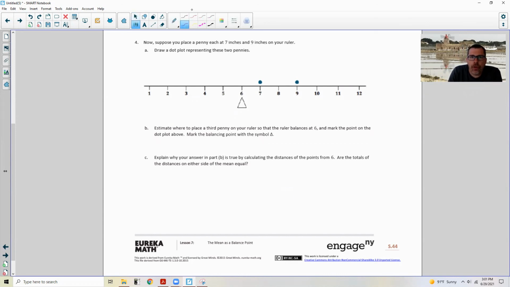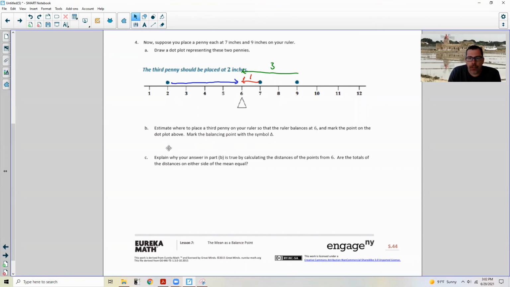Part B says to estimate where to place a third penny on your ruler so that the ruler balances at 6. All right, so what we're going to do here is, this is a distance of 1. And this is a distance of 1, 2, 3. So that means I would have to be moving something 1, 2, 3, 4. So it appears to me that the third penny should be placed at the 2-inch mark. Okay, so there's the reason why. 4 equals 3 plus 1.